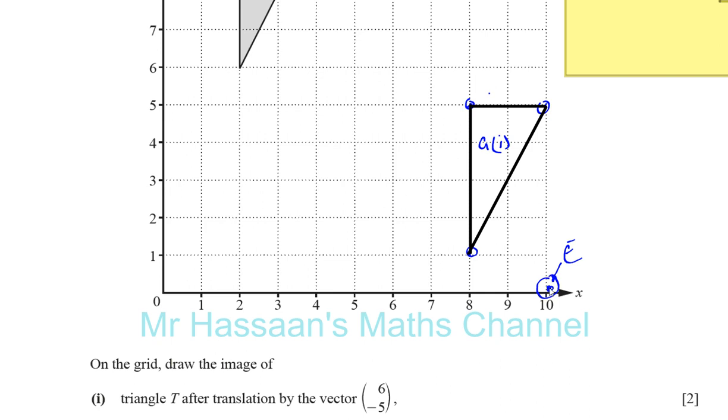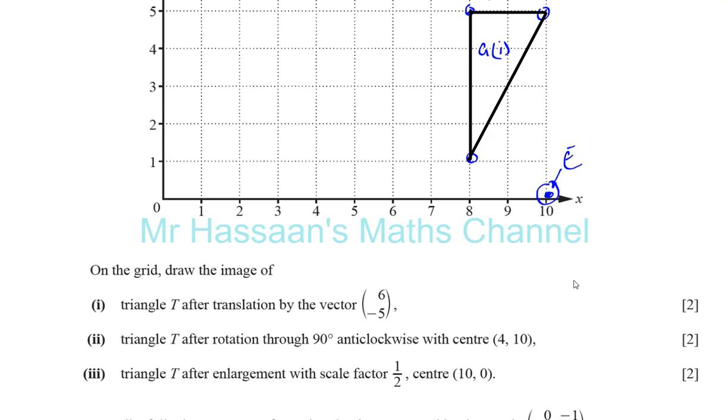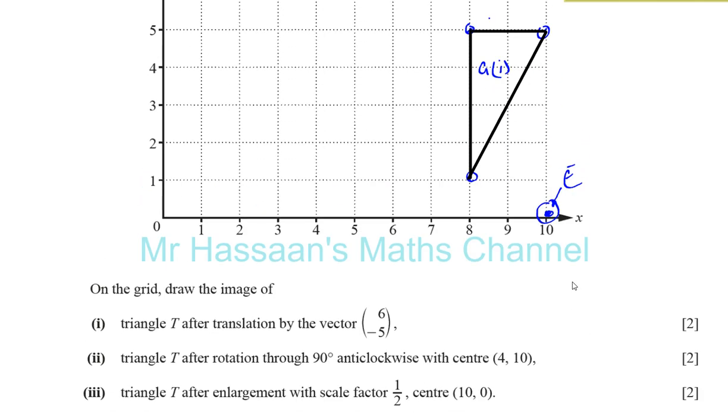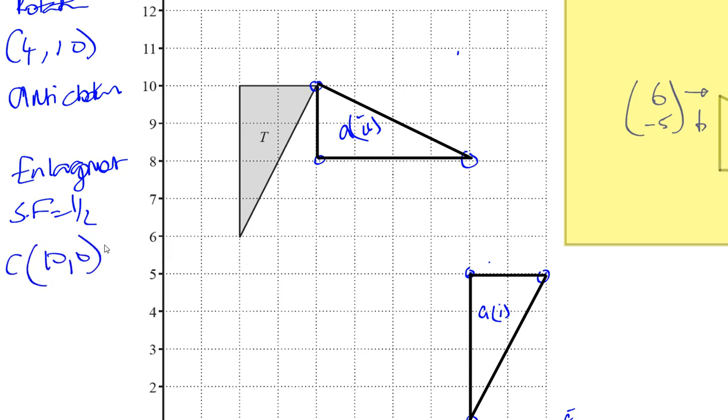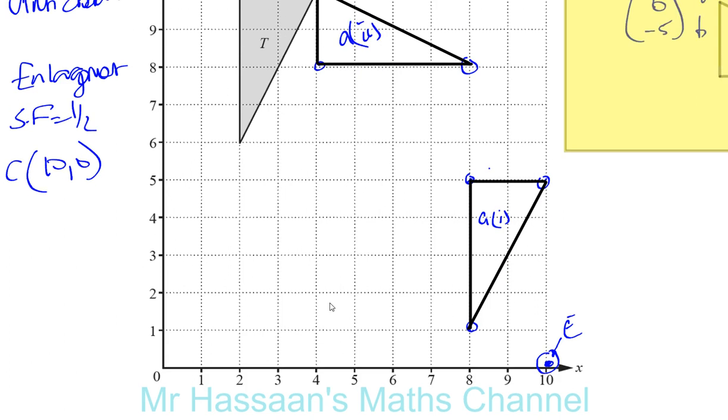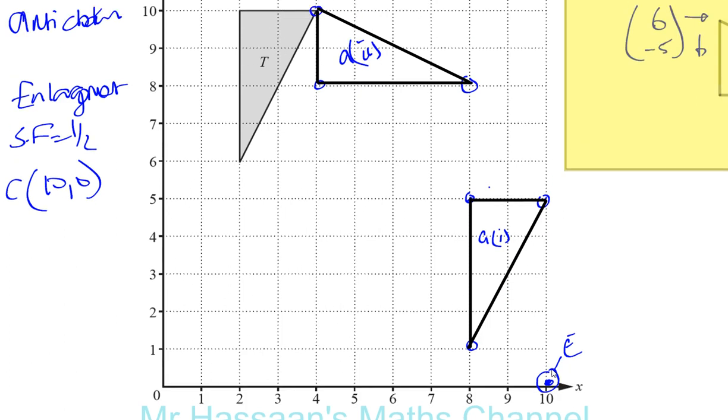I'll just mark it with an E. And we've got to find the triangle T after the enlargement with scale factor half. Center is 10, 0. As I always say, I like to use vectors for something like this. So I'm going to pinpoint one of the points, for example, the right angle.